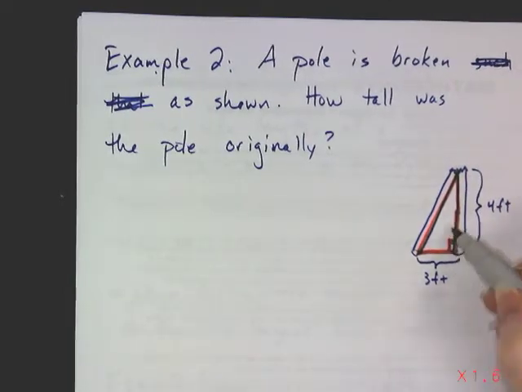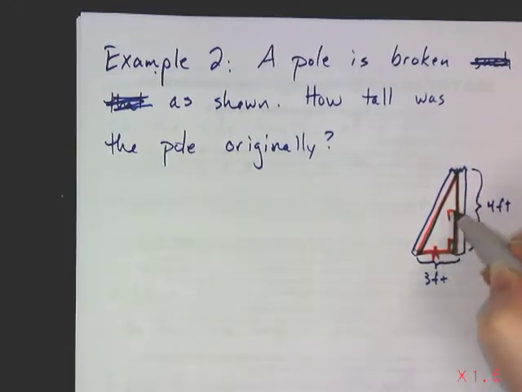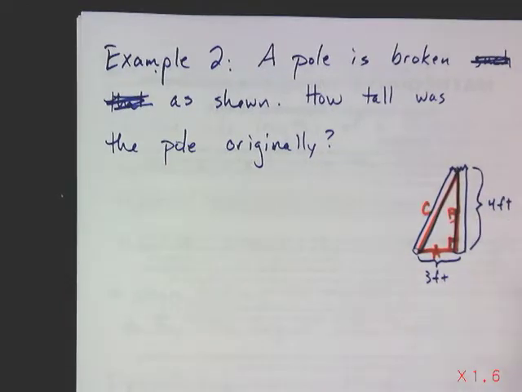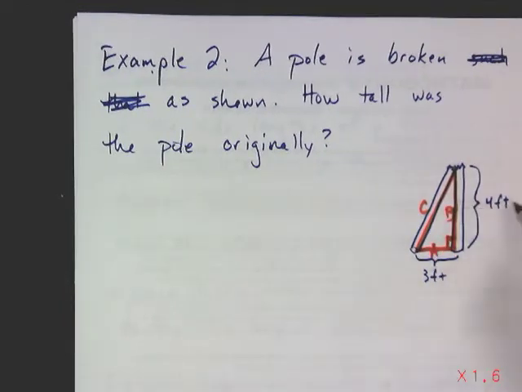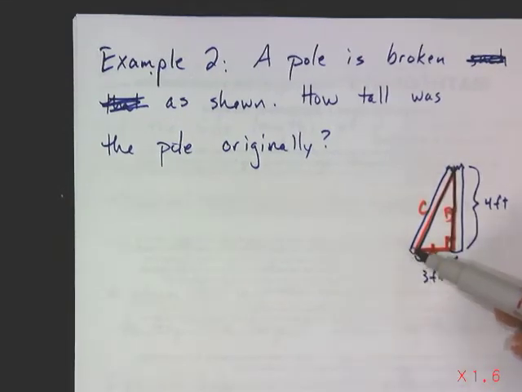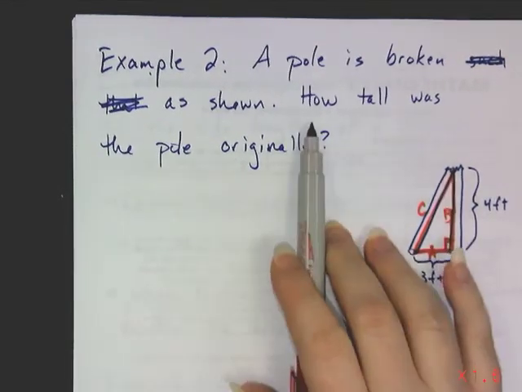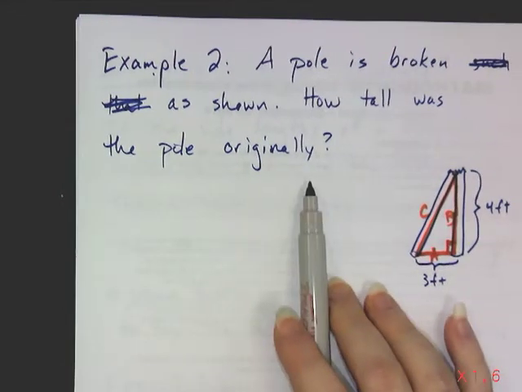Let's label what I already have and what I don't know. All right, so I already know that A is 3 feet, B is 4 feet. I am missing the hypotenuse, C. Remember that third part. What is the question asking me for? Is the question asking me for how much of the pole was broken off? No, the question is asking me how tall was the pole originally?